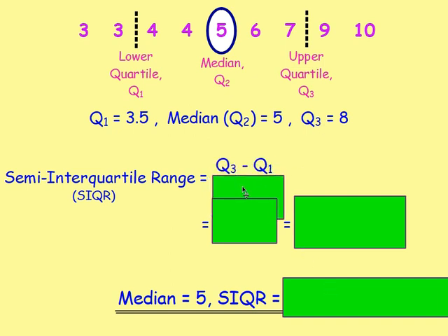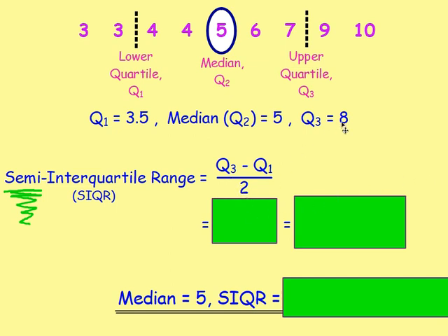If you do Q3 take away Q1, that's known as the interquartile range. Oh, so you do have it. Yeah, you're perfectly right. The word semi: think about a semicircle. It's half a circle. Semi means you are halving it. So you're halving the interquartile range. The interquartile range is Q3 take away Q1, but the semi-interquartile range is when you would divide that by 2.